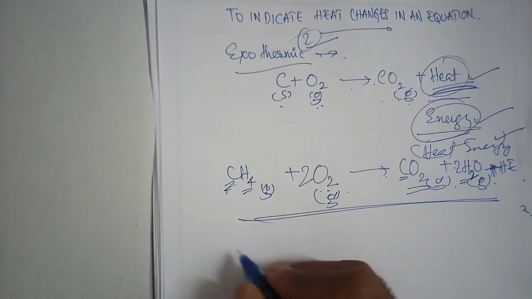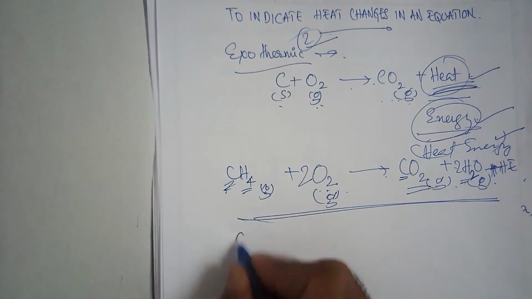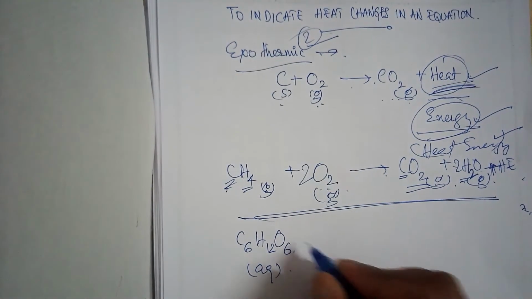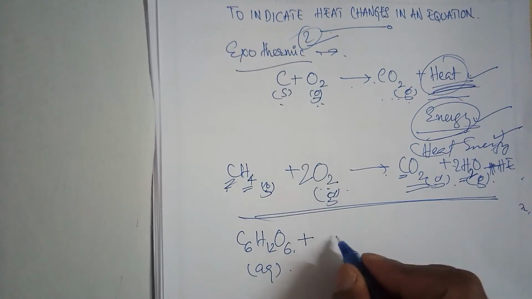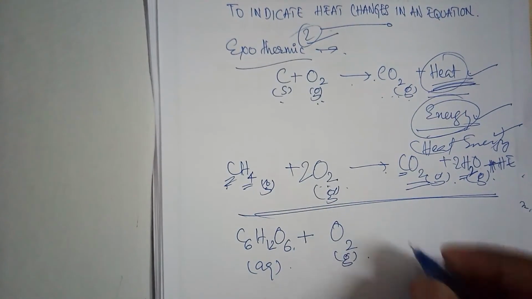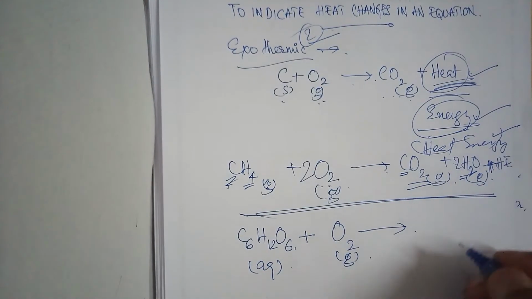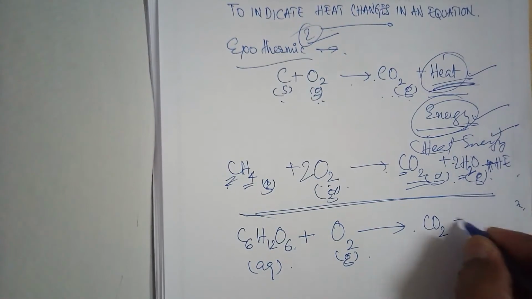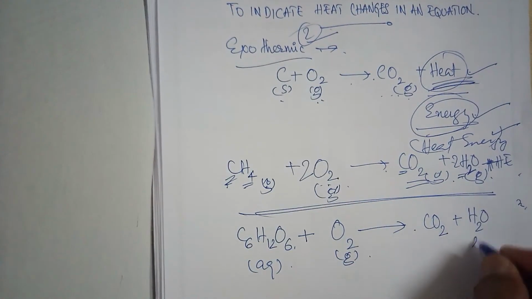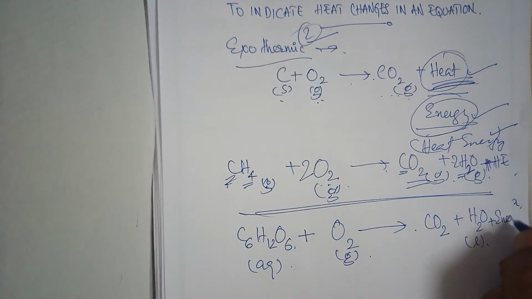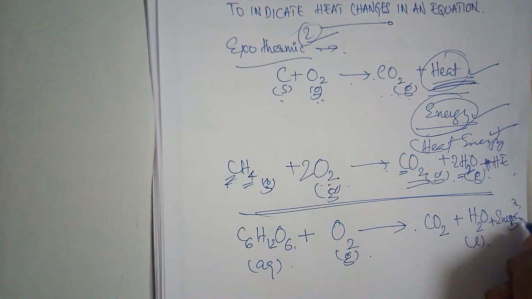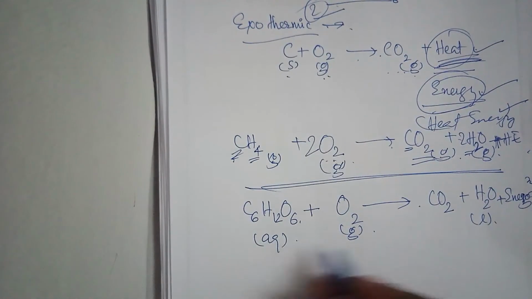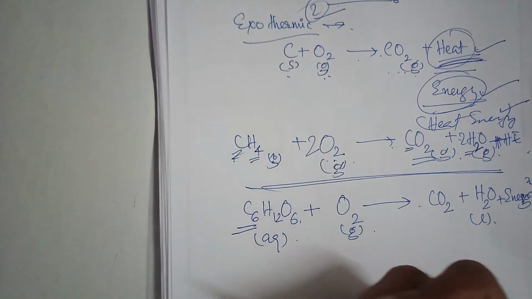Energy is released. For glucose, we write C6H12O6, that is in the aqueous solution, plus when it combines with oxygen, that is in the gaseous form, what will we get? Carbon dioxide plus water in the liquid form, and energy is released.